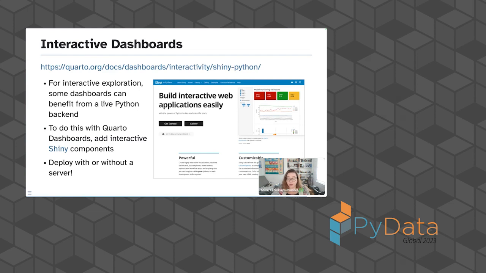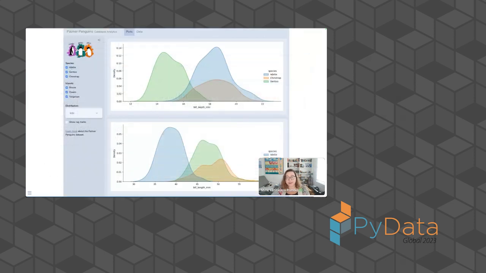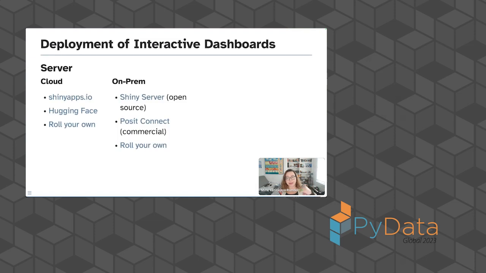And you can deploy these with or without a server. So here is, for example, a simple Quarto dashboard with Shiny components. We can see on the sidebar, we have some affordances for user interaction. And this sort of dashboard can be deployed on the cloud with a service by Posit called shinyapps.io, or on Hugging Face, or we have instructions or information for rolling your own. And you can also do so on-prem with a Shiny Server or Posit Connect. One of them is an open source solution. The other one is a commercial solution. And again, you could also roll your own there too.